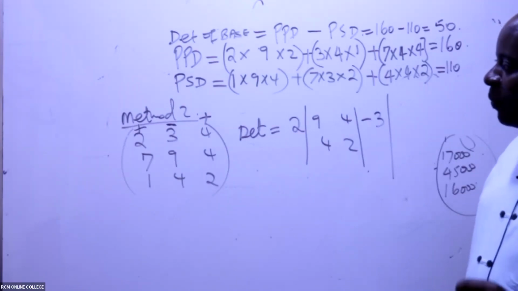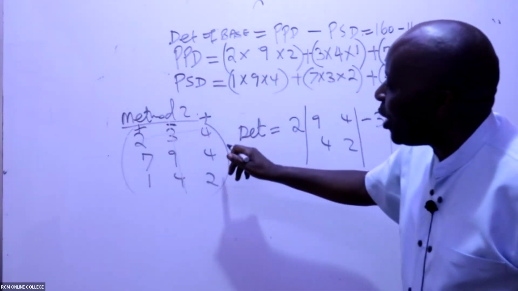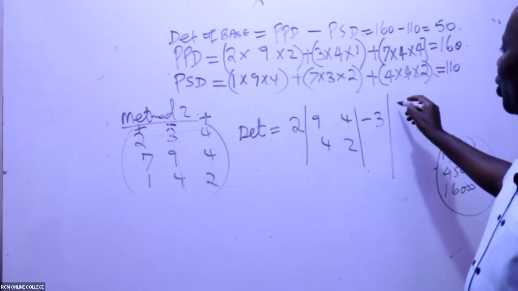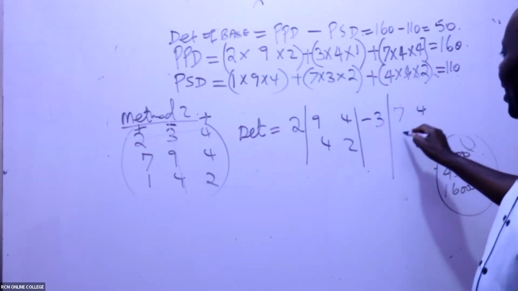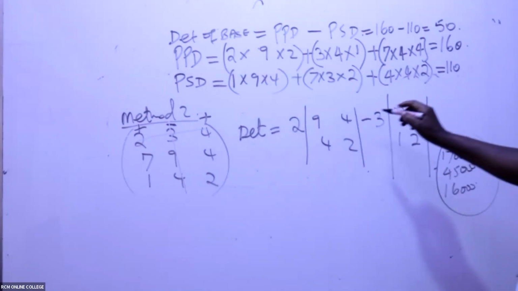Yeah, thank you so much. So if I was to hide these three column-wise and row-wise, you're right, the numbers left will be 7, 4, 1, 2. So we have here 7, 4, and then we have 1, 2. You pick the third number, which is positive 4.